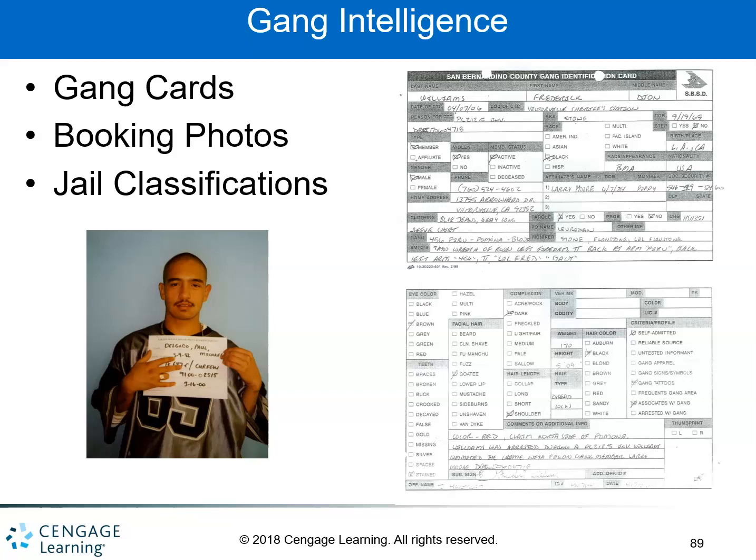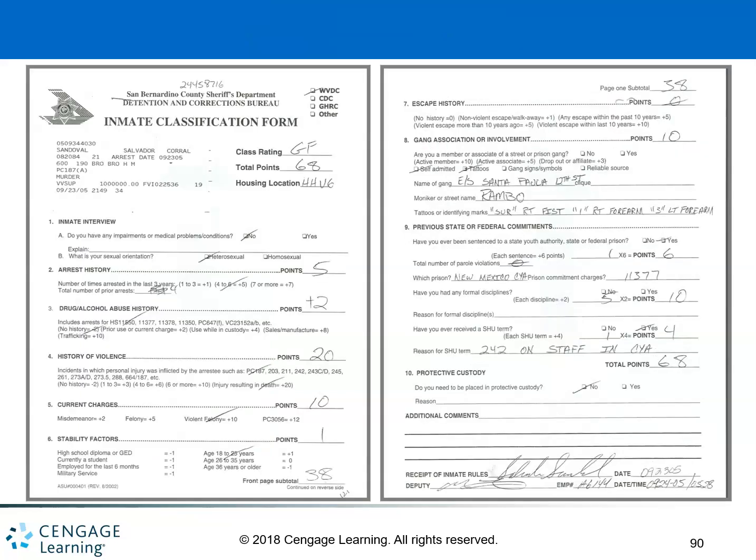Well, the interesting thing here is that when somebody gets arrested, there's something called a jail classification. What that means is they're not just going to put someone who claims to be in a gang with any gang, because they don't want to get them injured or killed. So they're going to ask them a series of questions.